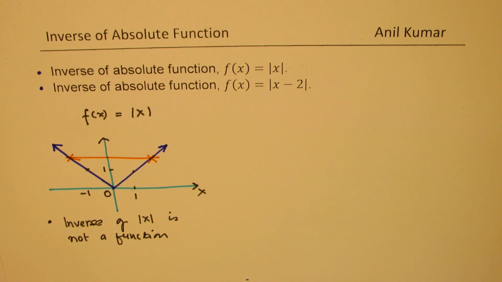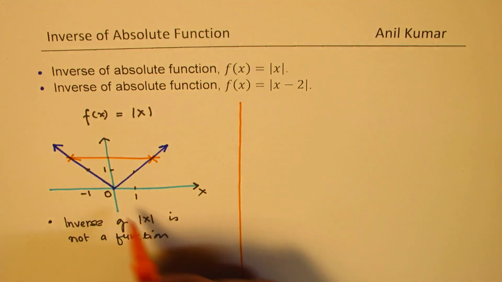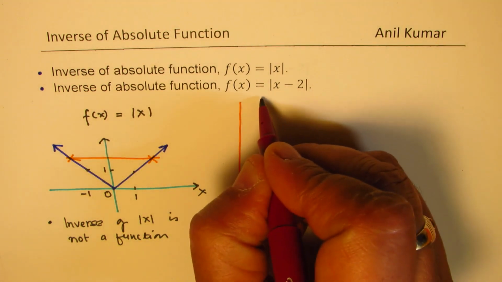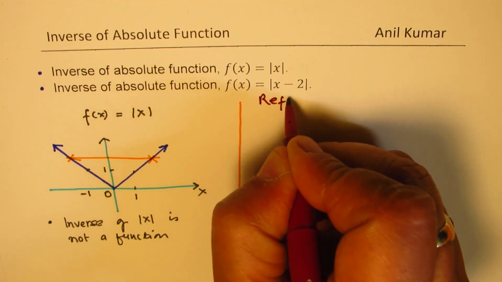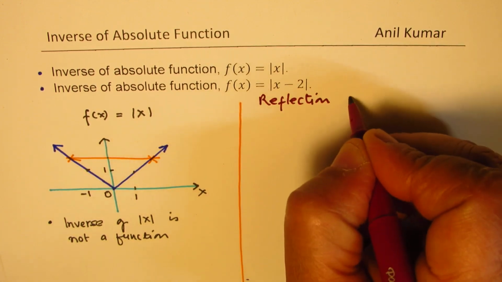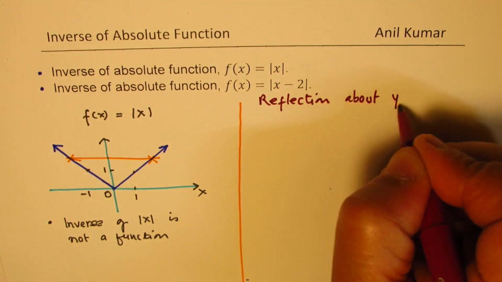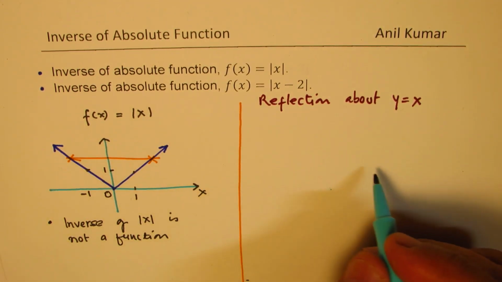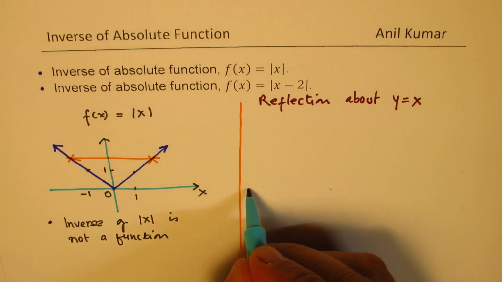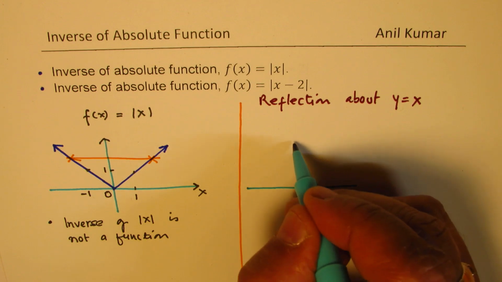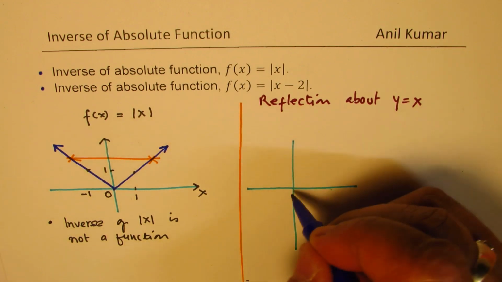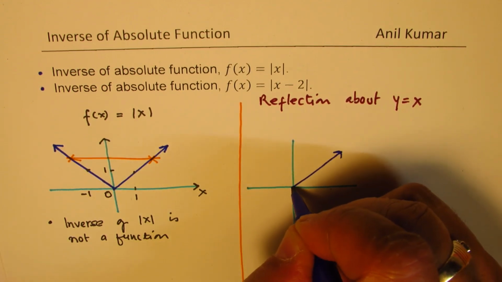Now let us try to understand how do we find inverse of this absolute function. Well, one method is using graph. We can do it by reflection about y equals x. That is one method we could use to find inverse. So let's do this method. Here, let me make a smaller sketch once again. That is the absolute function.